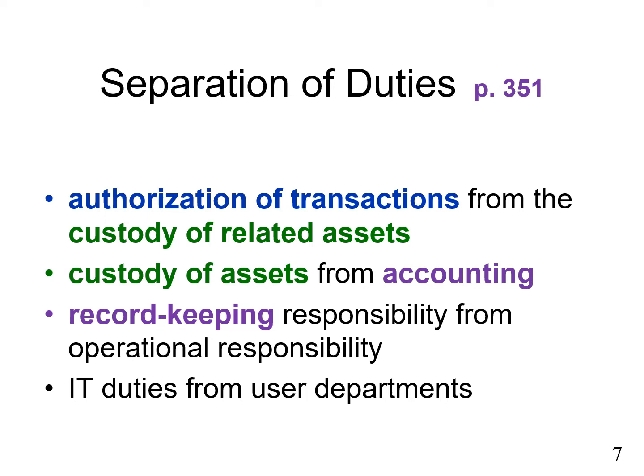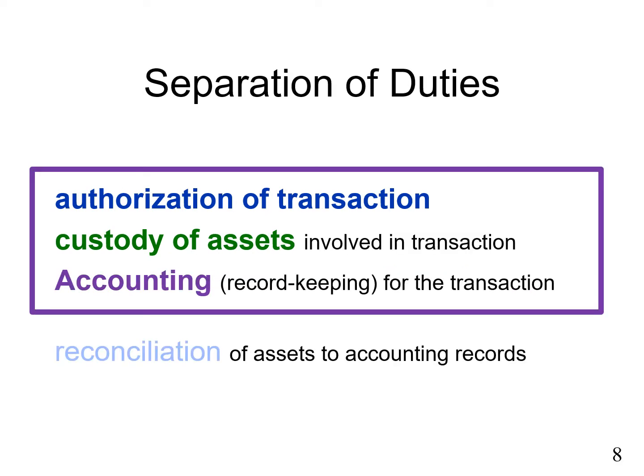If we go back, authorization of transaction must be separate from custody of the related asset. Custody of the related asset must be separate from the accounting or record keeping. The accounting and record keeping responsibility needs to be separate from operational responsibilities, and IT needs to be separate from all user departments. Partial credit answers: authorization of transactions must be separate from custody of assets, must be separate from the accounting or record keeping. Also keep reconciliation separate.